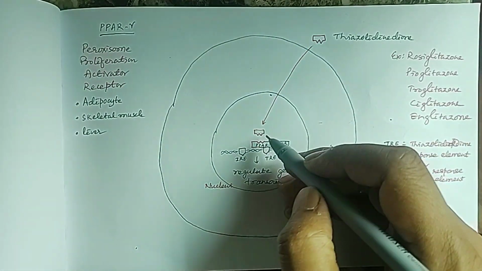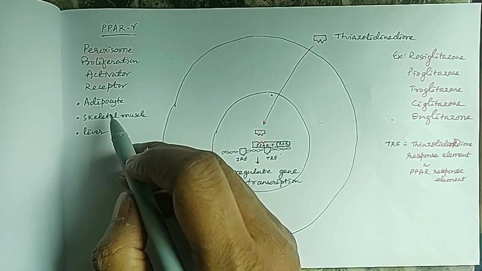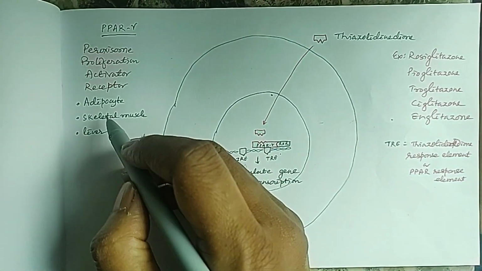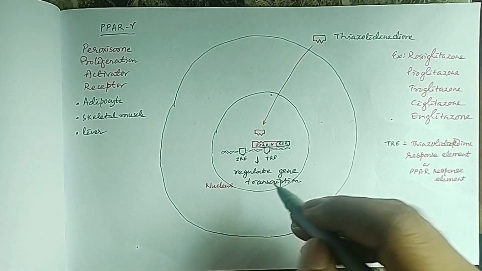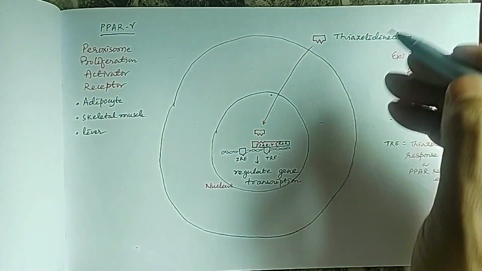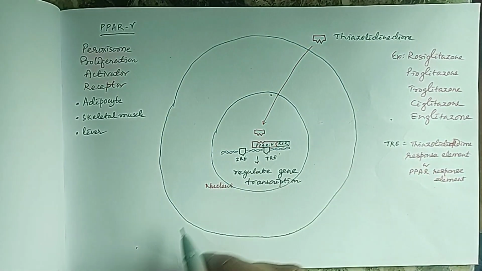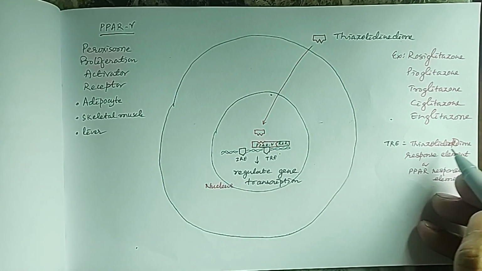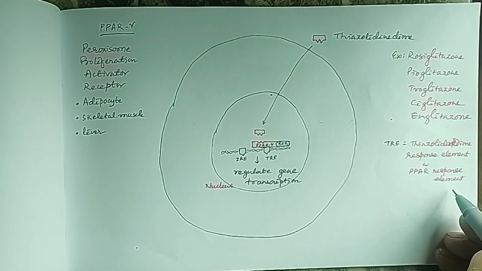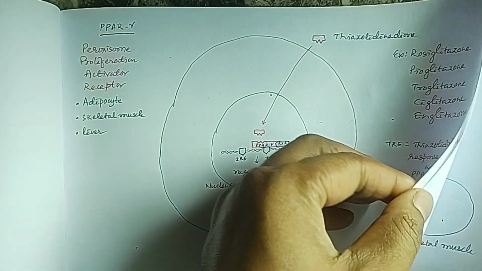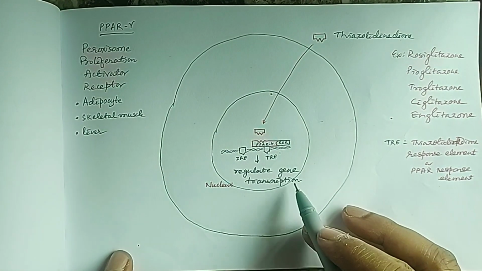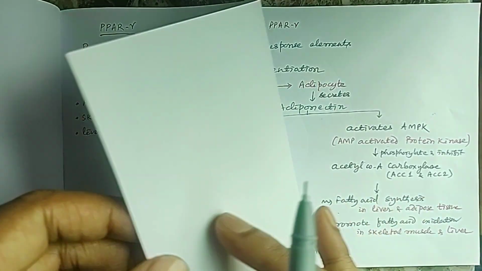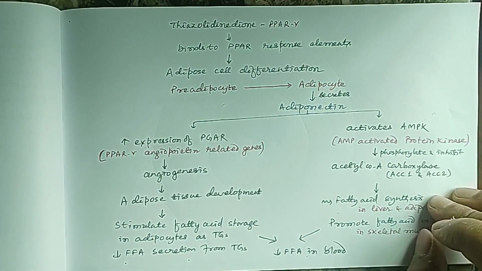So when thiazolidinediones bind to this receptor PPAR-gamma, which is present in the nucleus of adipocytes, skeletal muscle and liver cells, that is, cells of adipose tissue, skeletal muscle and liver, inside the nucleus, the PPAR-gamma receptor is there. Thiazolidinediones bind to these receptors, and that complex now binds to the response elements present in the gene or DNA, called thiazolidinedione response element or PPAR response element, which causes gene transcription. So because of gene transcription, there will be conversion of DNA to mRNA, and then mRNA to proteins, and those specific proteins can do cellular functions.